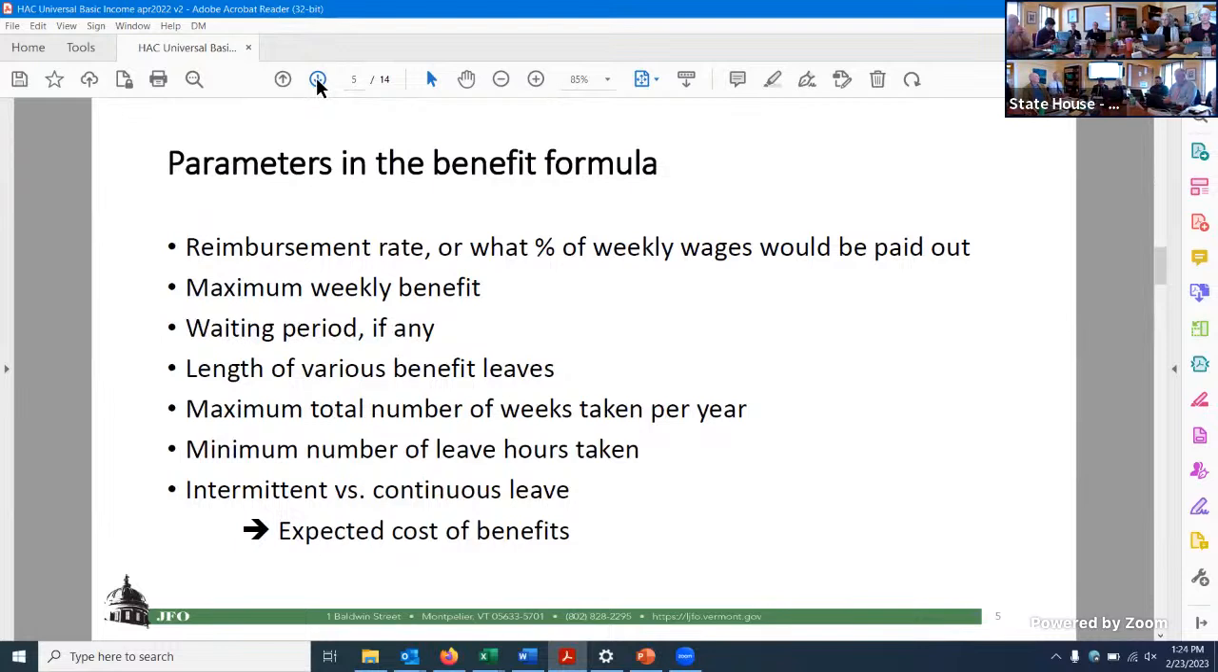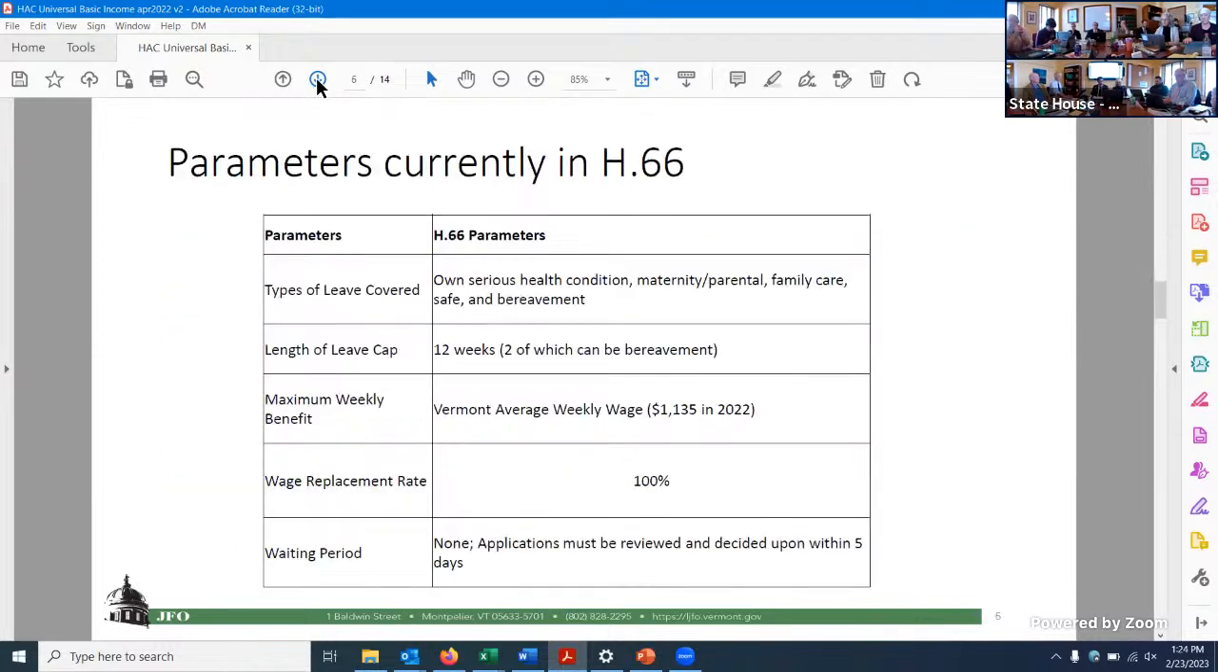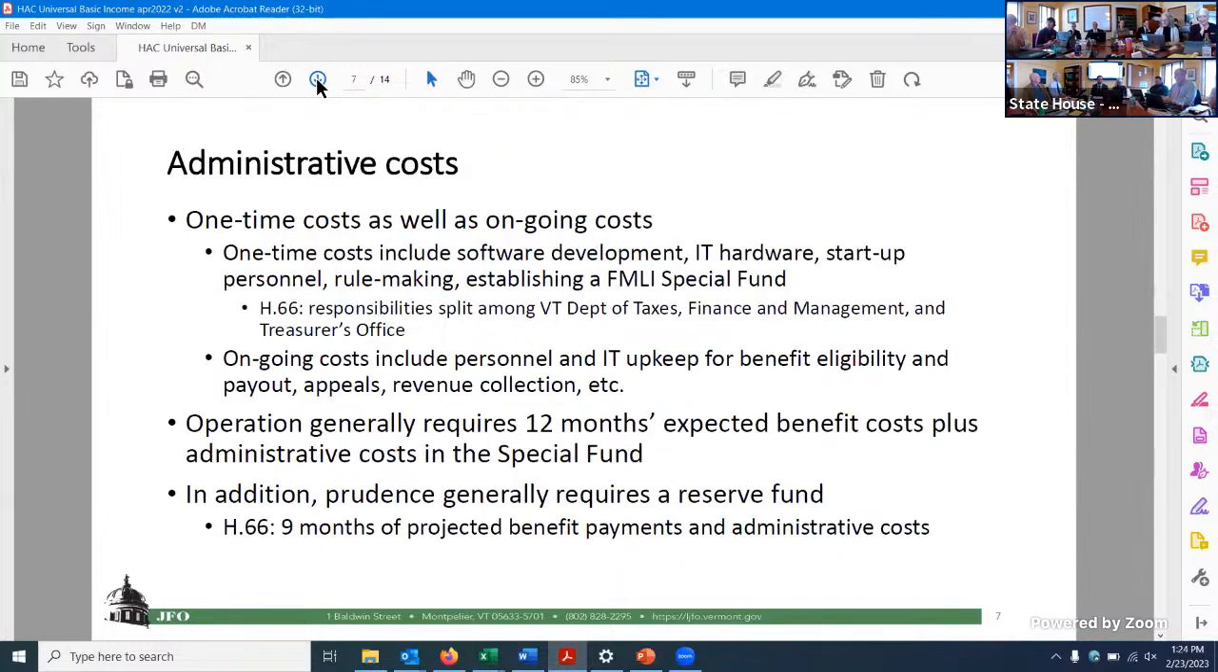Okay, so, we do have this extra slide. Parameters currently in age 66. Okay, I may have covered this already, but let's see. Types of leave covered, yes, we've talked about that. Length of leave cap, yes. Maximum weekly benefit, yes. Wage replacement rate currently 100%, and the waiting period is none. Yes. You're ahead of your own brain. I love it. Can be dangerous, however.